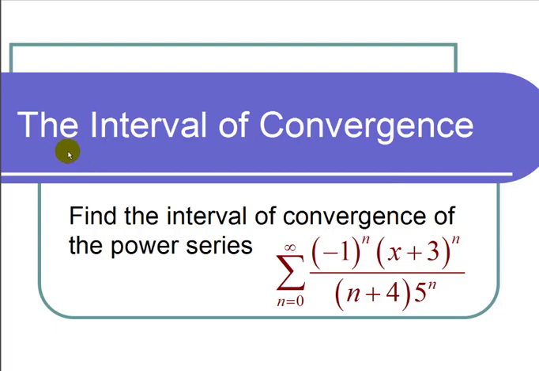This is a video on the interval of convergence. The question states, find the interval of convergence of the power series, summation from n equals 0 to infinity, of (-1)^n times (x plus 3)^n divided by (n plus 4) times 5^n. So the test to use when we're working with a power series is the ratio test.